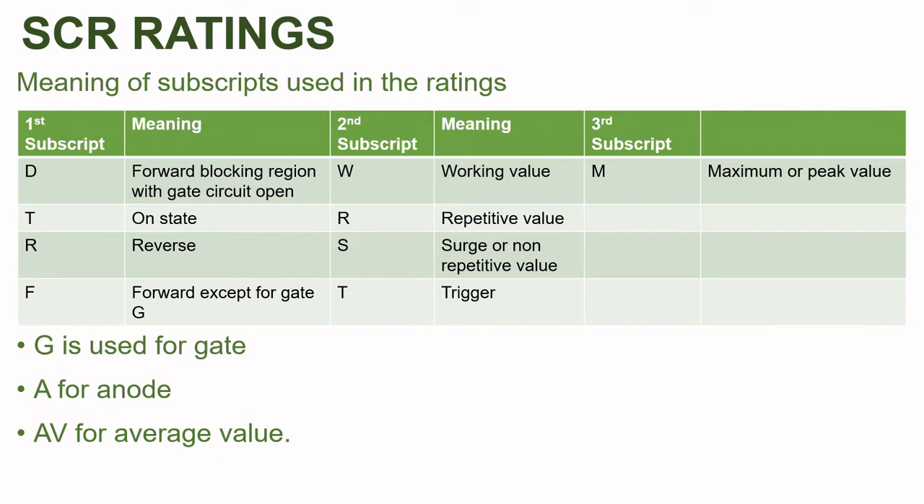The second subscript W is used for working value, R is used for repetitive value, S is used for surge or non-repetitive value, T is used for triggering value. Third subscript is usually only once it is used for maximum or peak value.